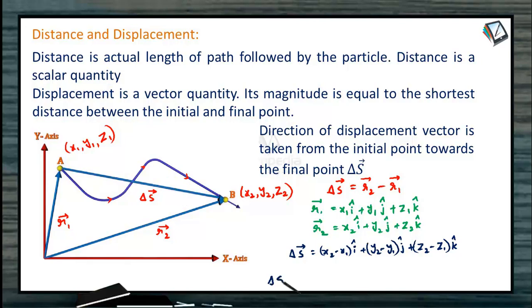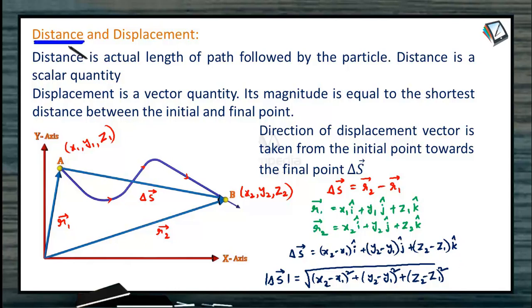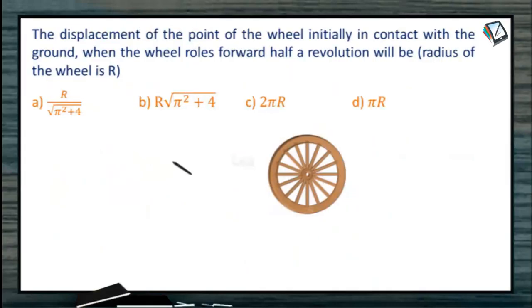And suppose you are asked for the magnitude of this displacement, you can always say that it is the square root of (x2 minus x1) whole square plus (y2 minus y1) whole square plus (z2 minus z1) whole square. Alright, it is in fact the formula in coordinate geometry also. And here you can clearly see that it is under root of x component square plus y component square plus z component square. Distance is a word which we normally use in our day-to-day life, but displacement is a certain technical word. Now let us solve one problem based on this particular concept of distance and displacement that we have learned just now.